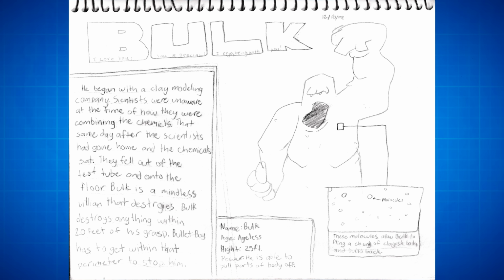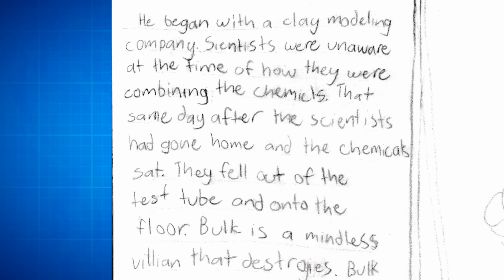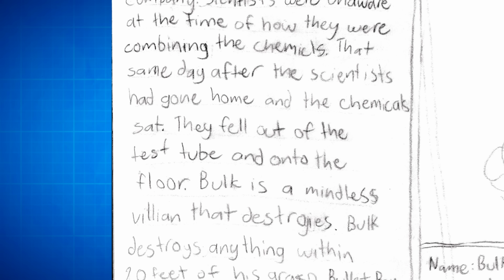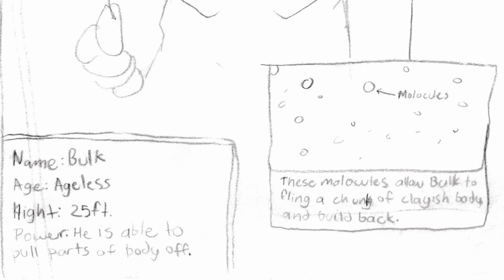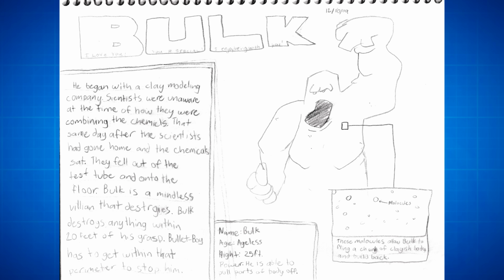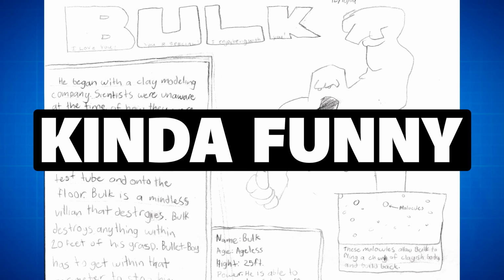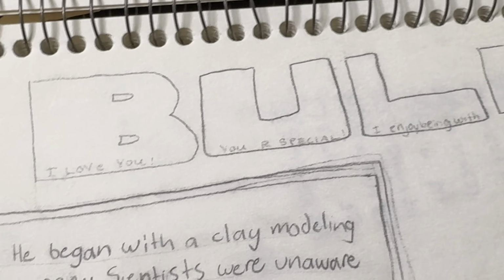The bio I wrote for him in my old sketchbook says that Bulk was created one night at a modeling clay company after some scientists combined some chemicals, and when they spilled on the floor, they caused a crazy chain reaction and he came to life. As far as villain origins go, this was pretty tame and kind of funny. Almost feels like the kind of story you'd find in a Captain Underpants book. And it looks like my mom left a little note on my sketchbook when I wasn't looking.